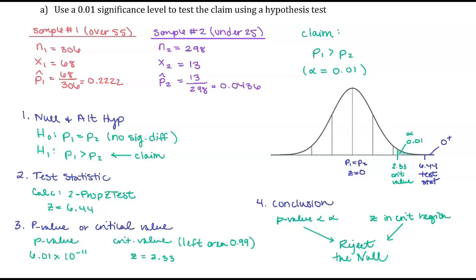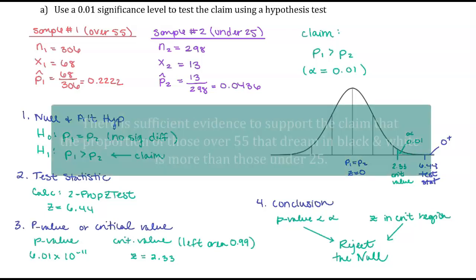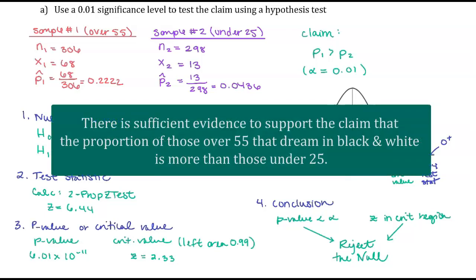We might state our conclusion by writing a full sentence like this. There is sufficient evidence to support the claim that the proportion of those over 55 dream in black and white more than those under 25. That is, there's evidence to support the idea that p1 is greater than p2.